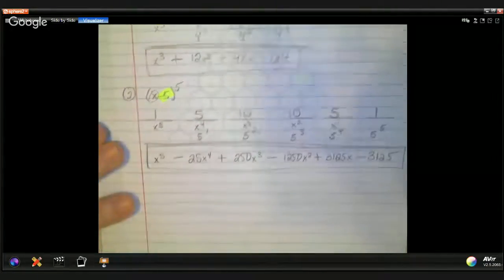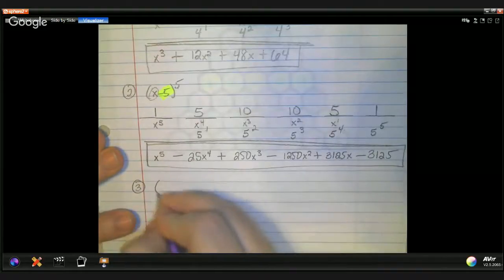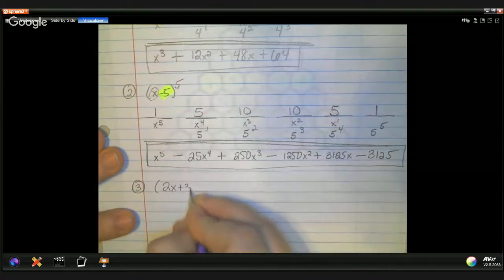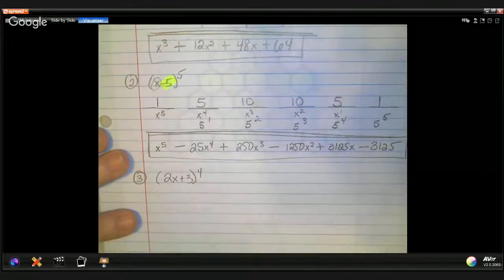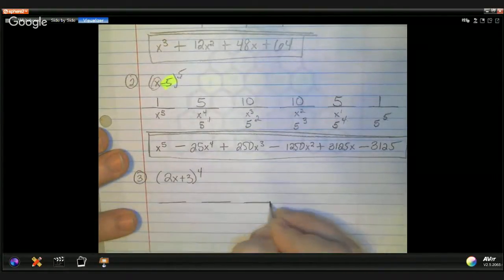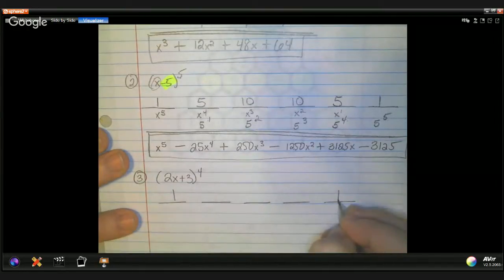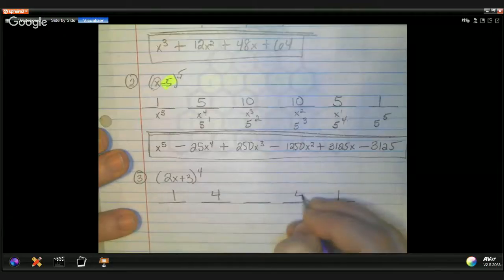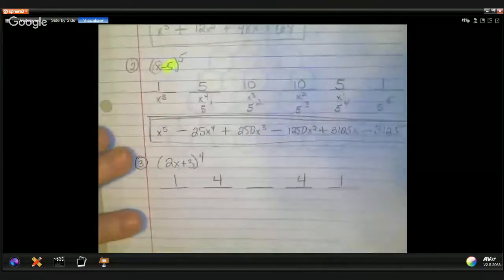Okay, so the last type that we're going to do is when you have them that have a term in the front and the back. So if I have something like 2x plus 3 to the fourth. Again, you start off by figuring out your number of terms, and since it's a 4, I'm going to have 5 blanks. My first term is 1, my last term is 1. My next one's 4, and this one's 4. And then if you don't remember, you can look up above on the pyramid, and it's 6.